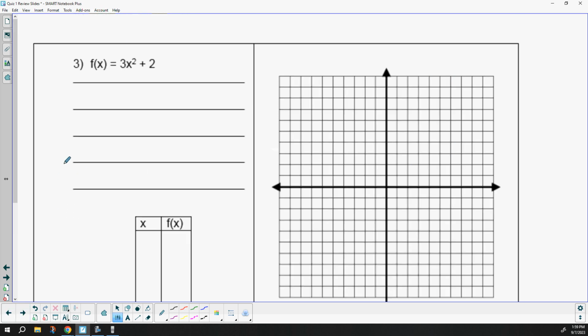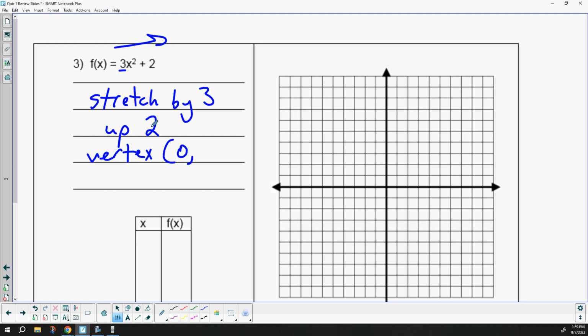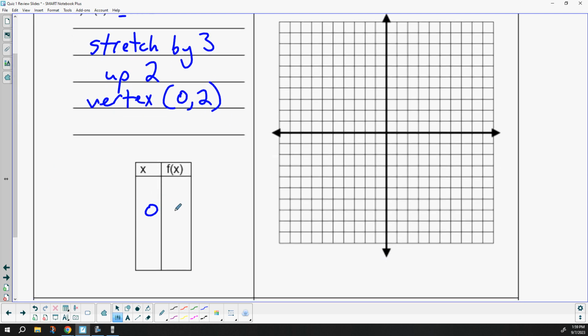Number 3, again, left to right. Came across a 3. That means it's greater than 1, so we're stretching. There's no parentheses. And then we have the plus 2. Up 2. Which makes our vertex, no parentheses, x is 0, y up to 2. 0, 2. 2 above, or excuse me, 2 below, 2 above. And again, we're plugging this in.